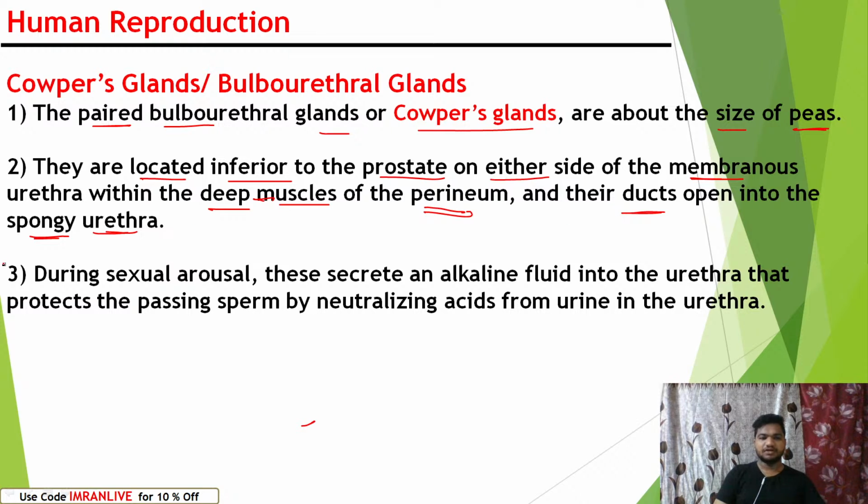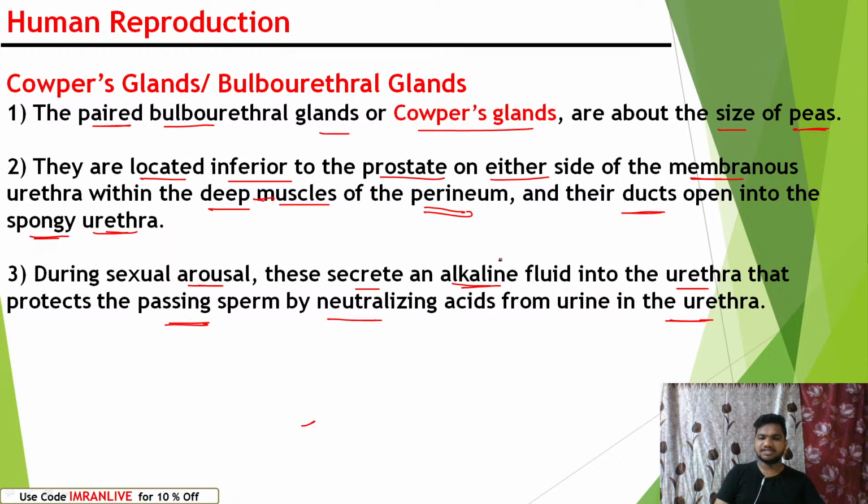During sexual intercourse, sexual arousal, these glands secrete an alkaline fluid into the urethra. That protects the passing sperm by neutralizing acid from the urine in the urethra. Generally, the urethra is also a common passage for urine, and sometimes some amount of urine is present in the urethra. The urine is acidic, right? So this alkaline fluid helps in neutralizing the acid present in urine. It helps sperm survive for a long time.